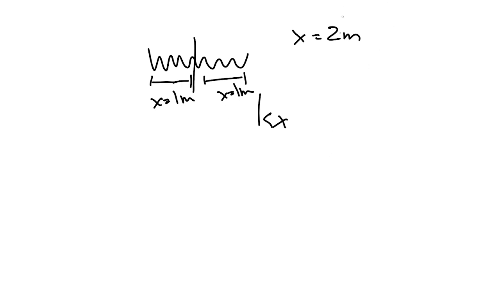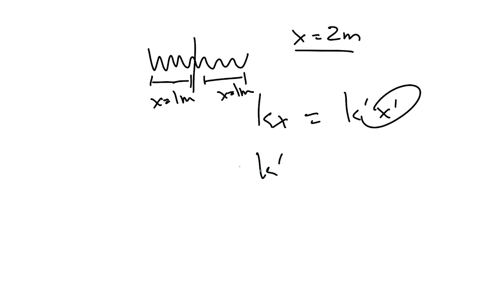So that would mean that our kx is equal to k prime x prime, right? We know that our x prime is just going to be 1 over 2 of our original x. So we can say that our k prime times 1 over 2x is equal to kx.